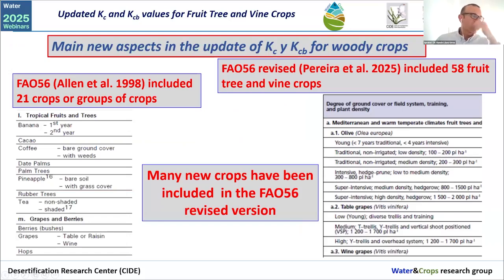Well, and now I'm going to show some main novelties or new aspects in the update of Kc and Kcb for woody crops. For me, the first new and interesting aspect is that many fruit trees and vine crops have been included in the FAO 56 revised version. Specifically, in FAO 56 crop coefficients were reported for 21 woody crops, and the revised version of FAO 56 contains information on 58 fruit trees and vine crops.